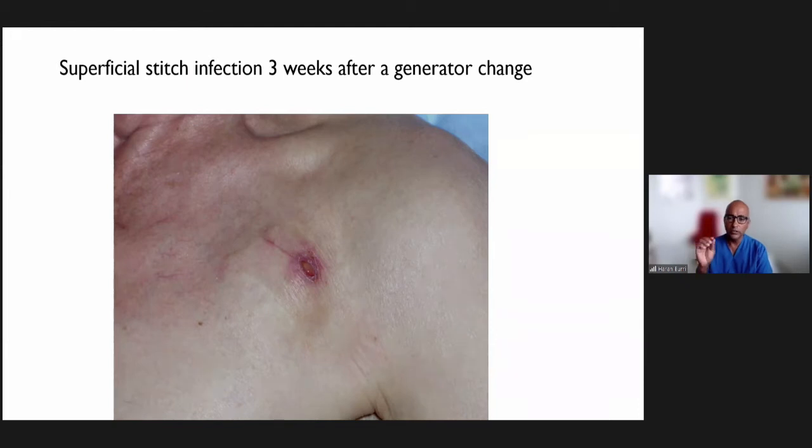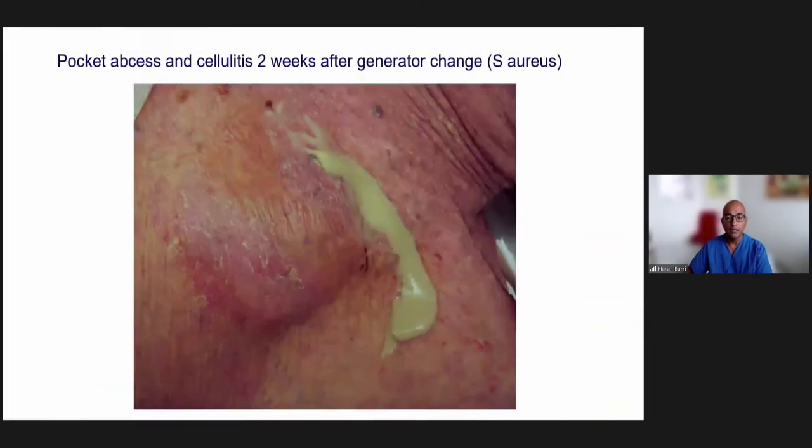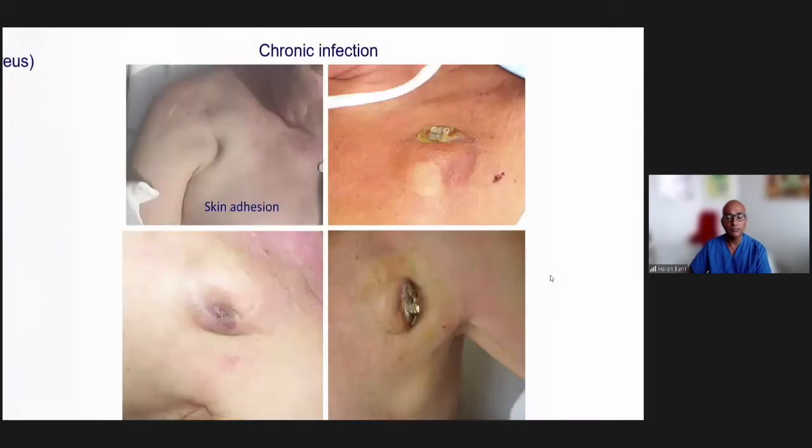So this is an acute superficial stitch infection, which arose a few weeks after a box change. So it's really the knot that became infected, and this can actually be treated locally. It's not per se a device infection. This, on the other hand, is an acute infection of the pocket with purulent discharge growing Staphylococcus aureus, which is a definite device infection.